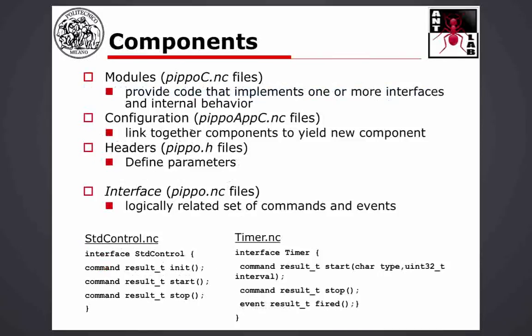Now, the main items in TinyOS, if you remember, we have different items that build the system. I would start with this: the list of actions that you can call on a component are contained in those interface files. An interface file lists all the actions, so all the commands and all the events that a component can use.